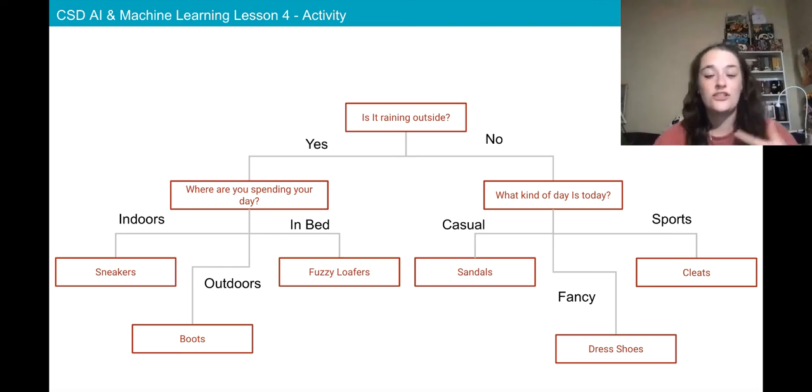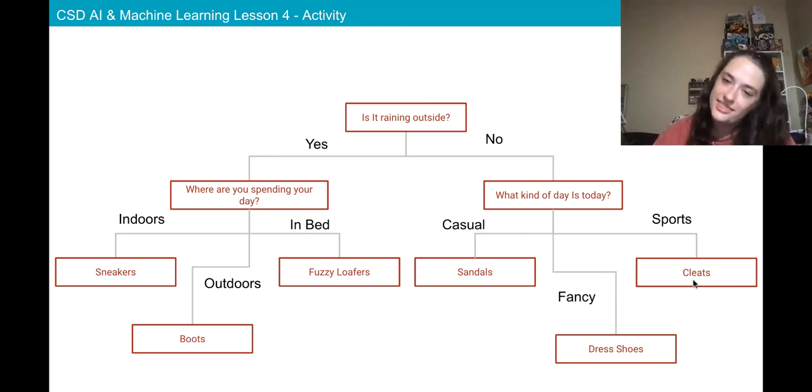And on the flip side, I probably would not recommend cleats at all, unless, what kind of day is it today? Competition day on the soccer field. Then I might recommend cleats, okay? But otherwise, the only pair of cleats I think I've ever owned were for cross country.